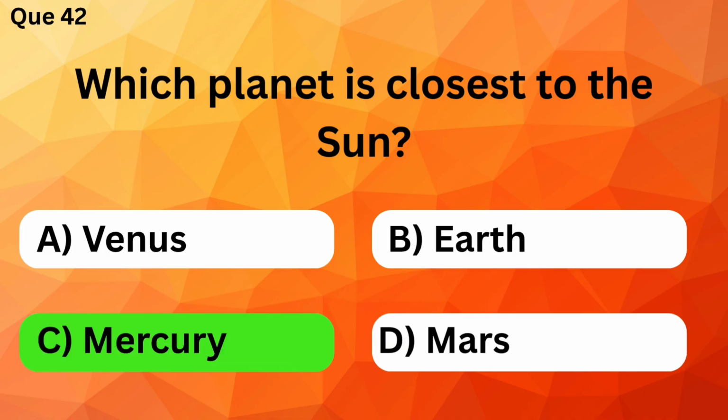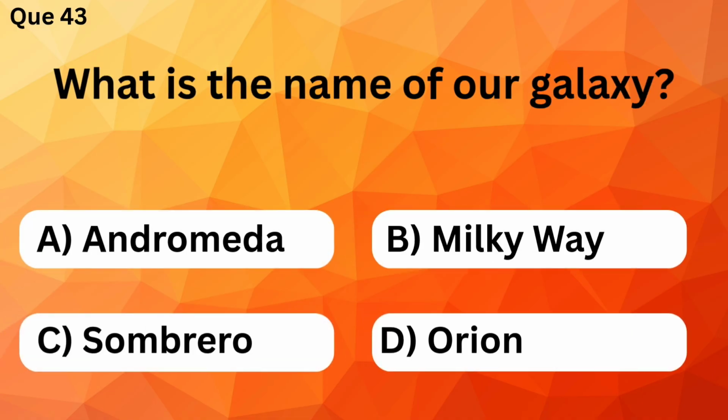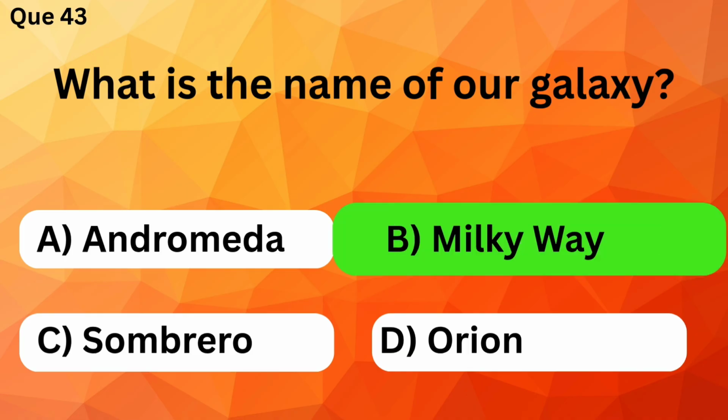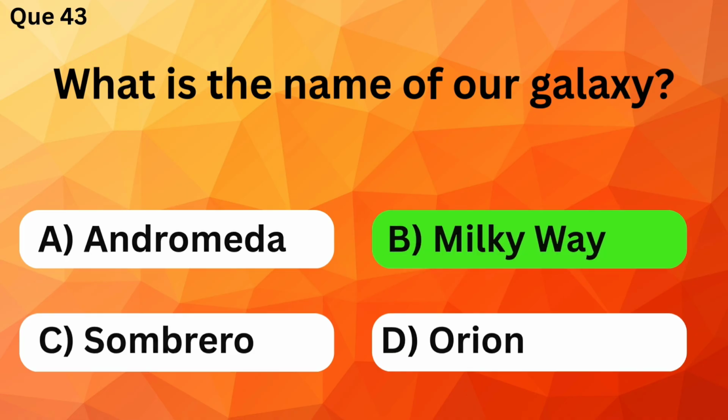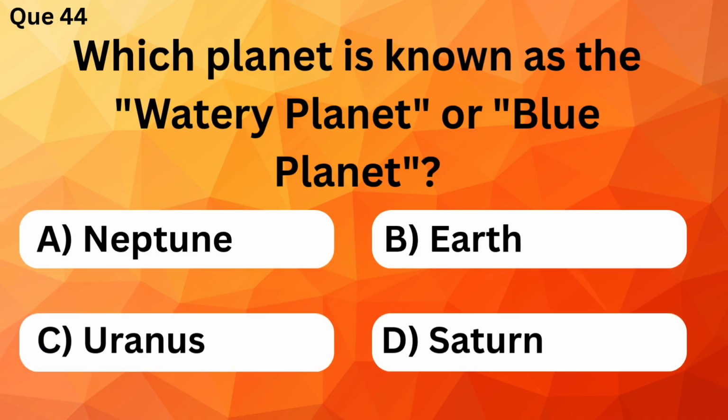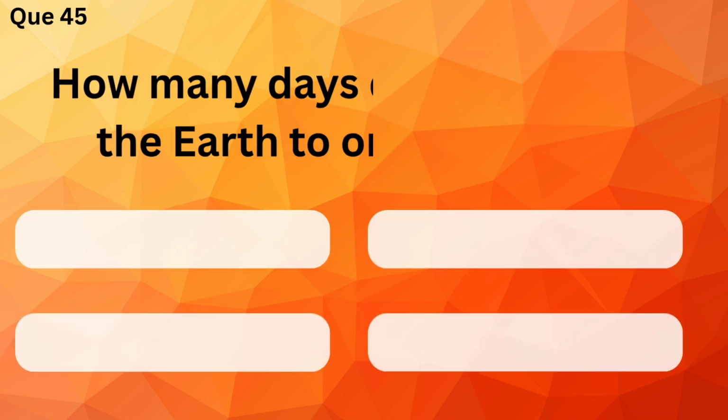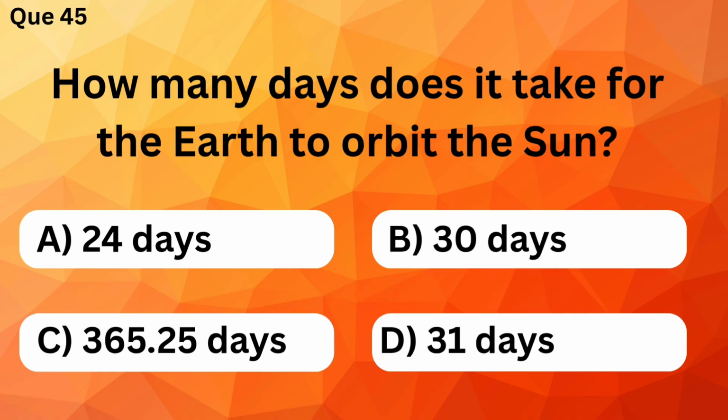C. Mercury. What is the name of our galaxy? B. Milky Way. Which planet is known as the watery planet or blue planet? B. Earth. How many days does it take for the Earth to orbit the Sun? C. 365.25 days.